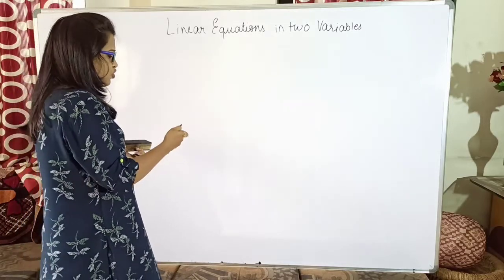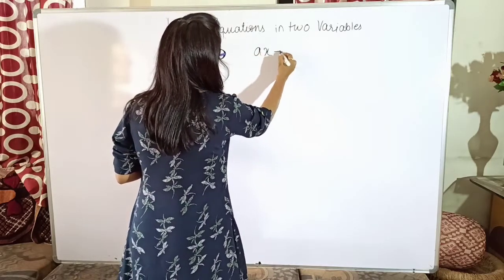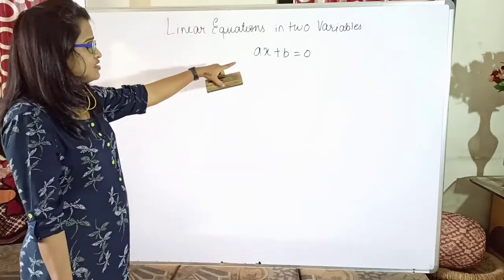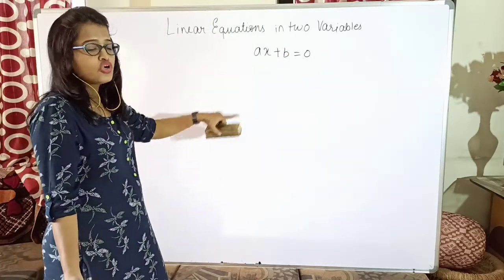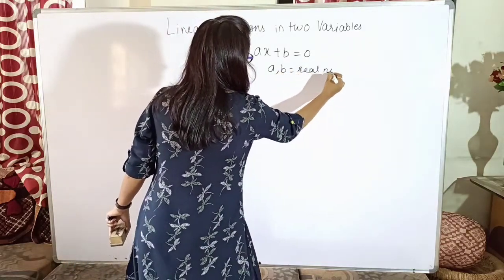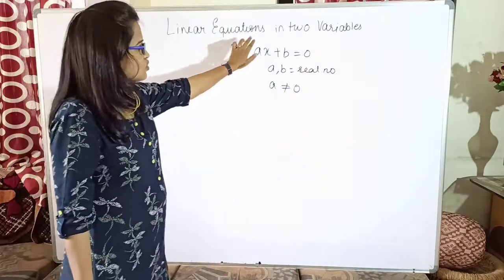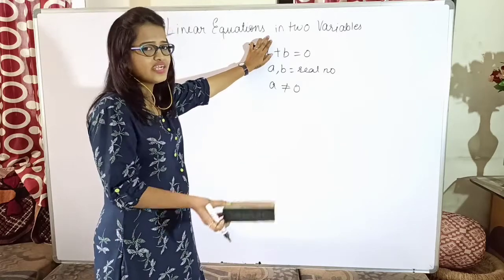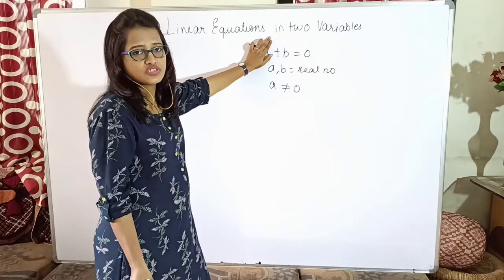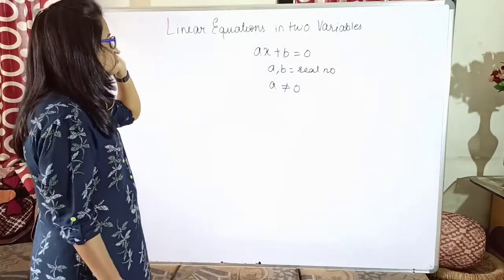As I have told you, you already know the standard form of a linear equation in one variable, which is ax plus b equal to 0, isn't it? Wherein the value of a should not be equal to 0. a and b both have to be real numbers, and the value of a should not be equal to 0, because if you take a as 0, this whole term will become 0, and then you will not get an equation wherein a variable is present, because then it will be just equal to a constant. Okay, so the condition says that the value of a should not be equal to 0.